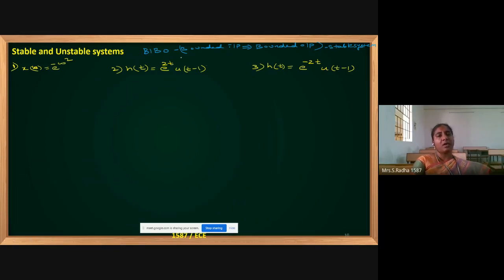It can also be explained as: at t approaches infinite, if the signal value is finite, then it is called a stable system. At t approaches infinite, if the signal value is infinity, then it is an unstable system.